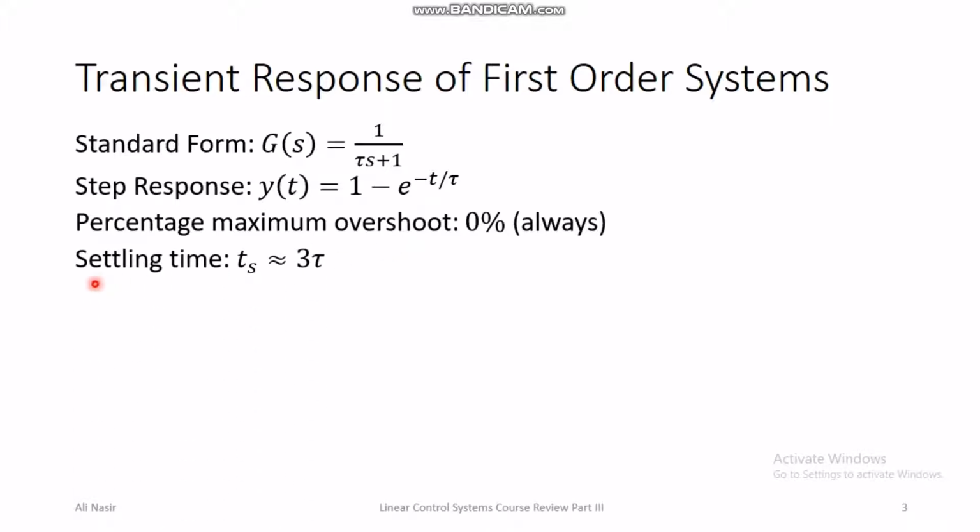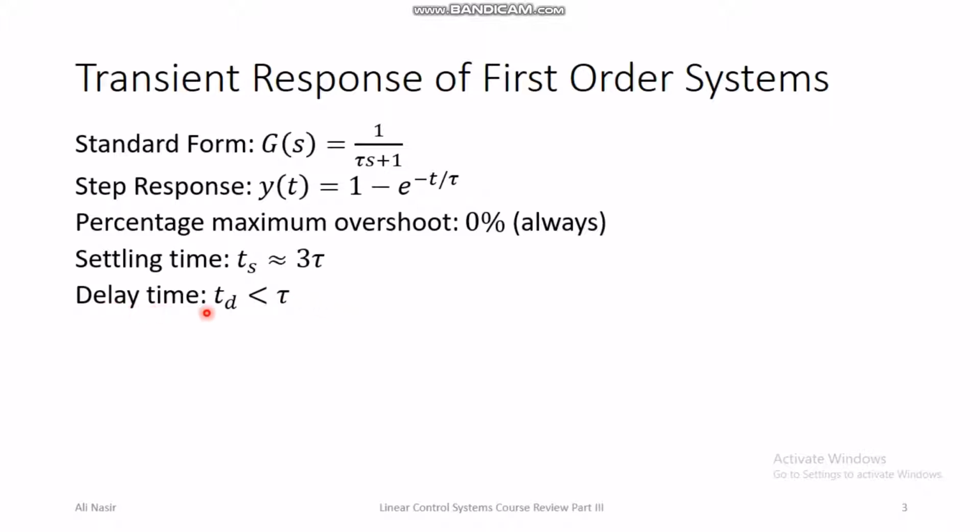The settling time of a first order system is approximately 3 times tau, because if you put t equal to 3 tau in this equation, the output y becomes 0.95, which is almost the steady state value. Remember that for t equal to infinity, this term goes away, so the steady state value of the output is 1. So 0.95 is about 95%, within the 5% range of the steady state value.